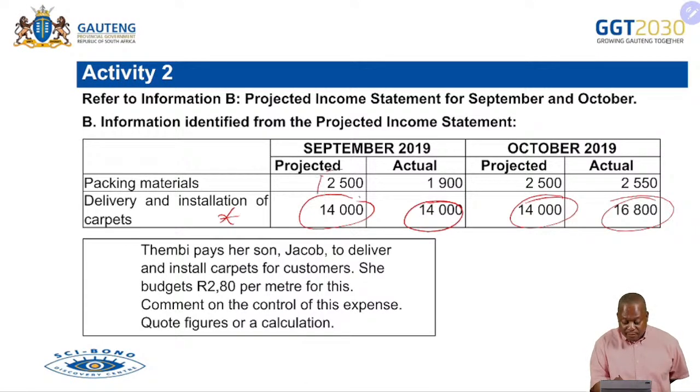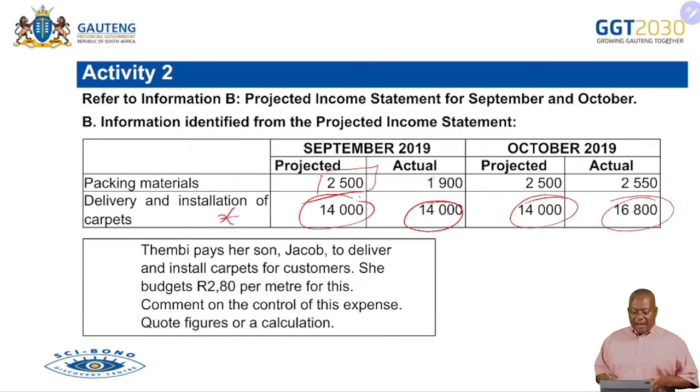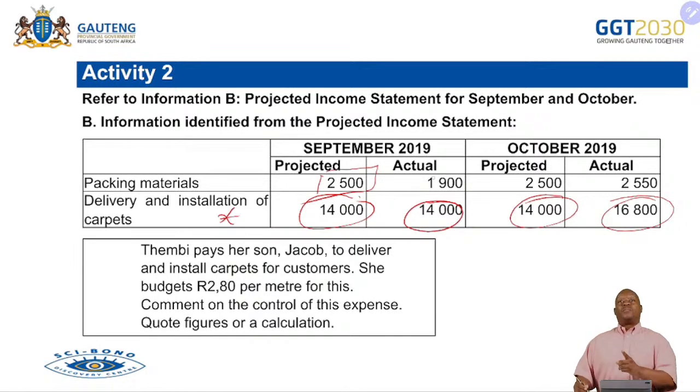Because if you check, 2,500, that's the packing materials that we were expecting to use, right? And it's 280. But we used less. So it means we never did what we were expected to do. We never installed as many carpets as we were expected to. So we shouldn't pay 14,000 when we are not doing the job that gets us 14,000. But when it comes to October, there was an increase in packing material use. So it means we did more work than we actually budgeted.